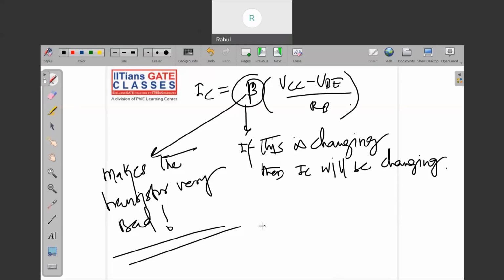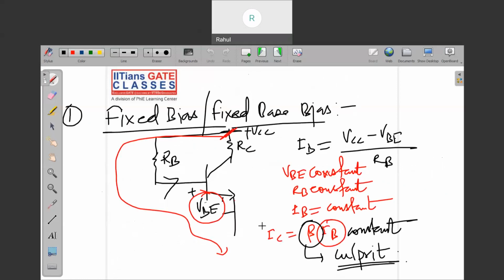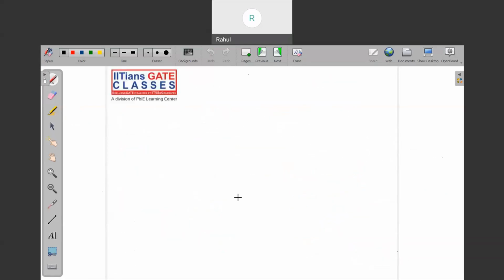So if beta is changing, then IC will be changing. This fixed bias circuit, like I have taken here, is grounded and there is no RE. The fixed bias circuit can be with RE or without RE, right? Without RE, you have to use IC equal to beta IB, right?